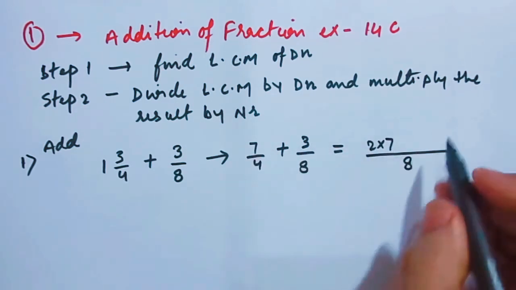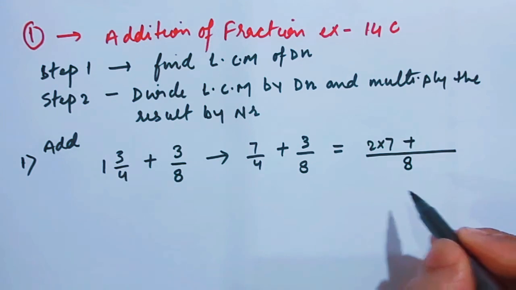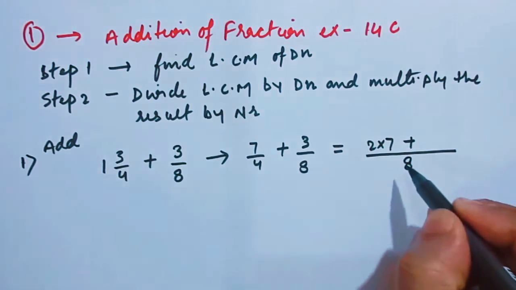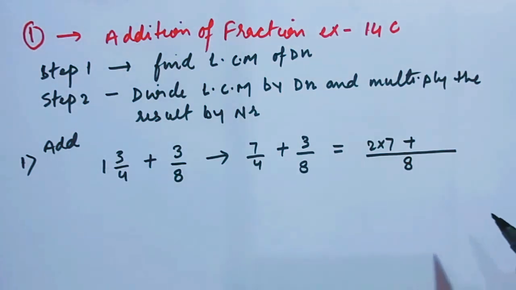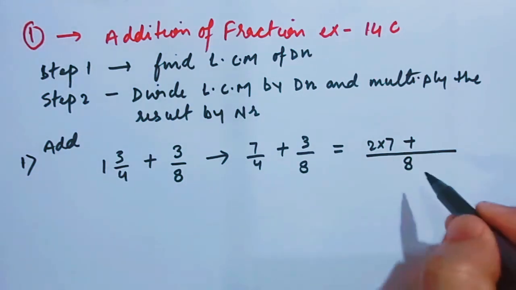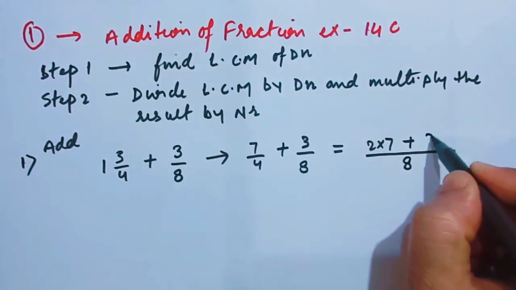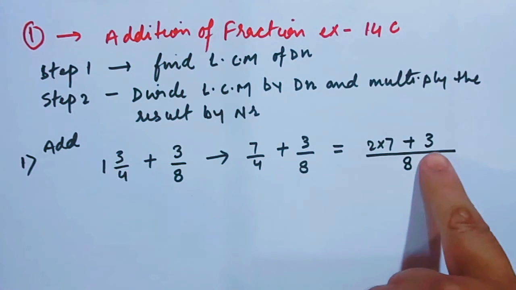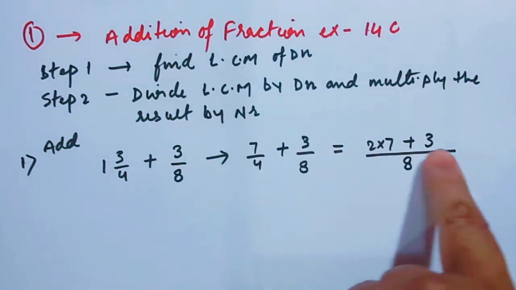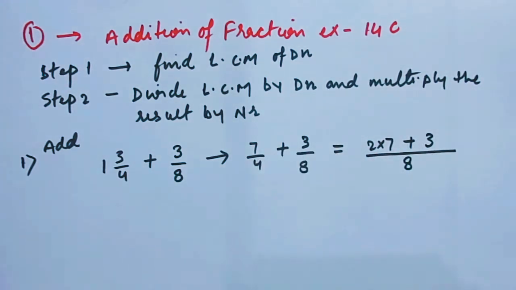Multiply it with the numerator, plus, see, 8 is over here. So now here I won't be telling you that you divide 8 by 8 and then you multiply 1 with 3. This is a kind of nonsense thing. So whenever you find that the LCM and this denominator are the same, you simply take it out. You write it over here. This numerator should be written as it is.